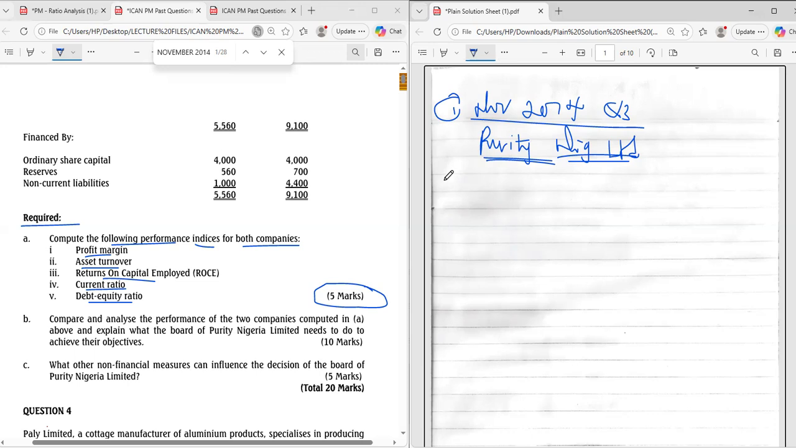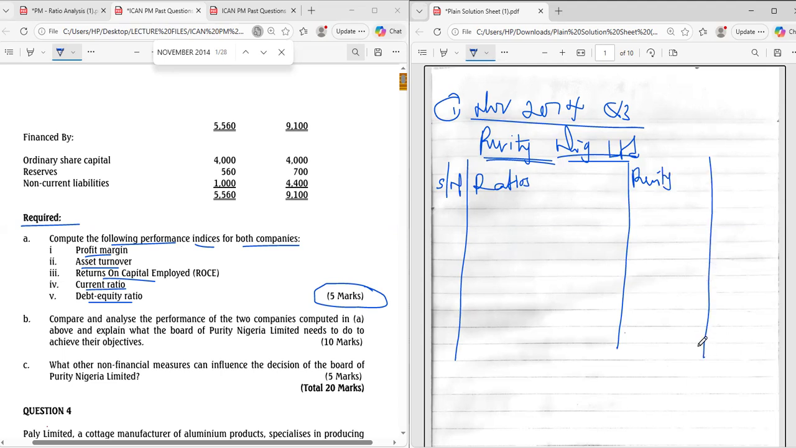It's a ratio question, but the requirement is that using the tabular form, prepare the following ratios. What is the tabular form? It simply means just draw a table. You can put the serial number here, depending on you, and then the ratios here. You understand? Since I'm preparing for two companies, I can say Purity should be here, and Benchmark should be here. This is all they are asking you to do when they say tabular. So no big deal. Let's start with the first one. The first one is profit margin. Who can tell me the formula?